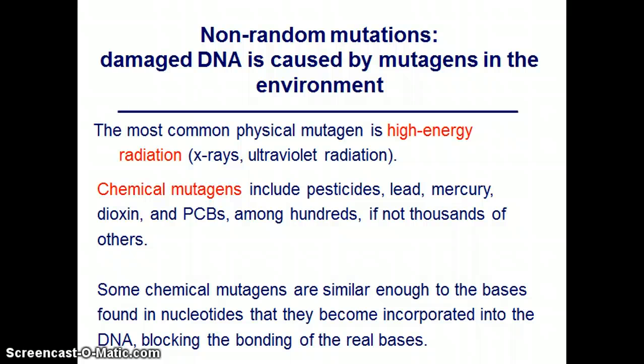A lot of them can be high energy radiation, X-rays, ultraviolet rays. There can be chemical mutagens, pesticides, lead, mercury. There's many. There's tons. Too many to list right here. Some chemical mutagens are similar enough to the bases found in nucleotides that they become incorporated into the DNA, blocking the bonding of real bases.